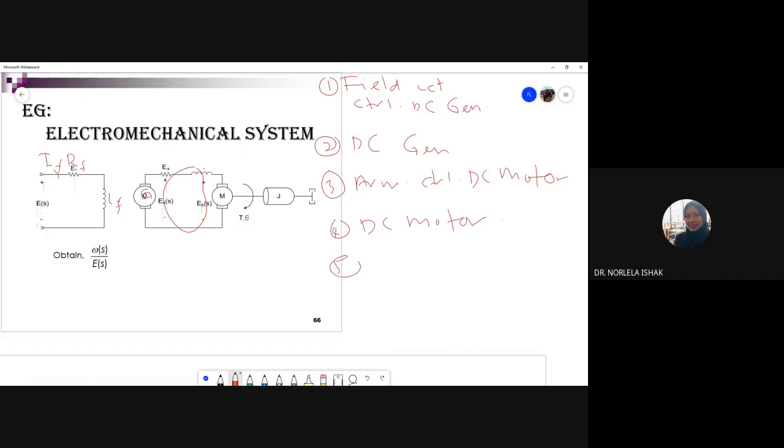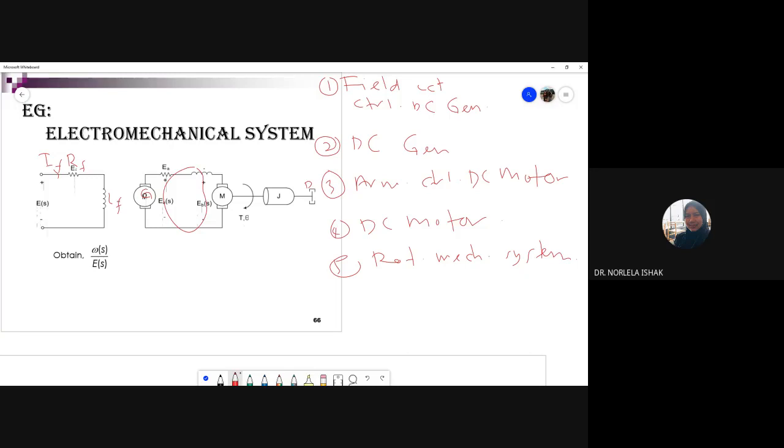Is there any more? Number 5? Rotation. Yes, number 5 is a rotational mechanical system. Okay, we have 5 subsystems. Is there any more subsystem you can derive from here? This is a damper, a viscous damper. It is not labelled, but this is the damper.